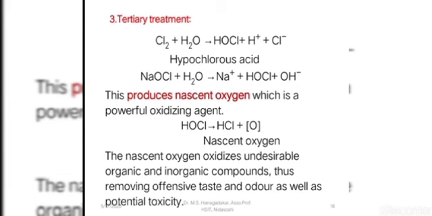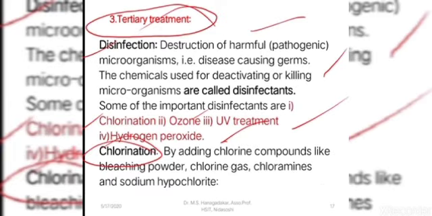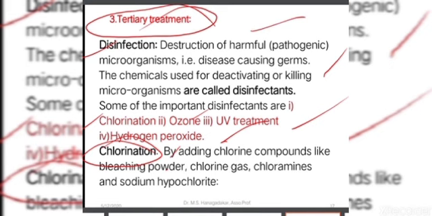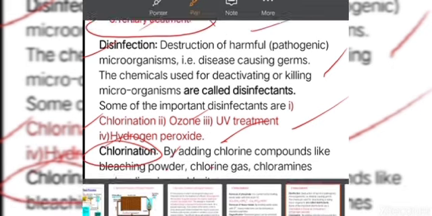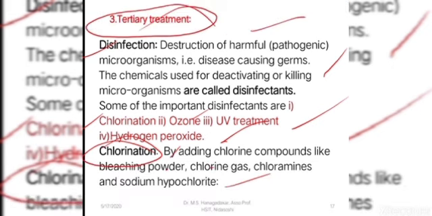Now in this tertiary treatment process, what are the agents you can use? Either you can use chlorine gas or chlorine water, or you can use ozone for ultraviolet treatment. Then fourth, you can use hydrogen peroxide. So in chlorination, you are taking compounds of chlorine like bleaching powder, chlorine gas, chloramines, sodium hypochlorite, etc.